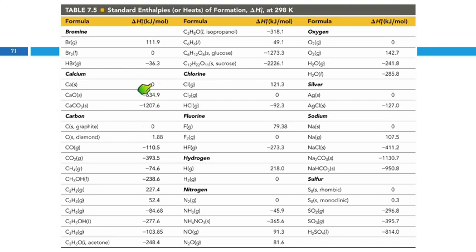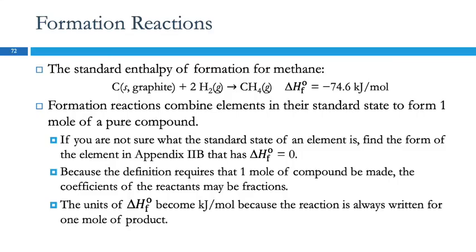So you'll notice there are some zeros in here. Those are all the elements in their standard states. If we want to know the heat of formation for water, we'll go look under oxygen. And so for water in the liquid state, the heat of formation is negative 285.8 kilojoules per mole. So we just go look these things up.